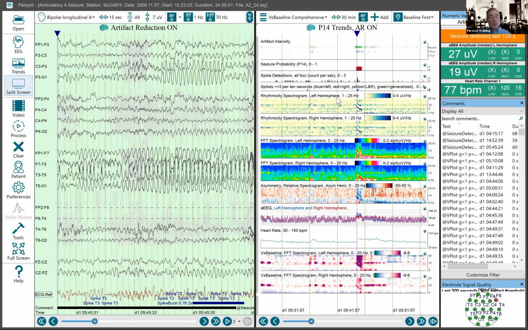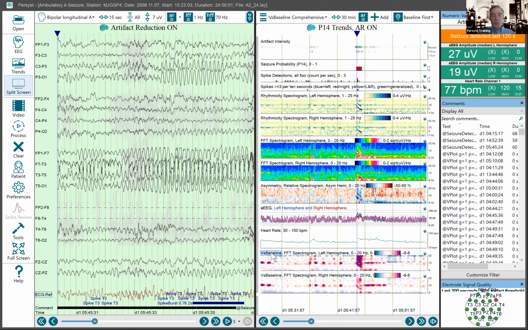So using the trends together, they all complement each other. They're all showing different things. As I'm scanning through this recording, I'm really looking at all of that. I'm not focusing on any one trend. I'm looking for changes in those trends and taking it in as a whole.